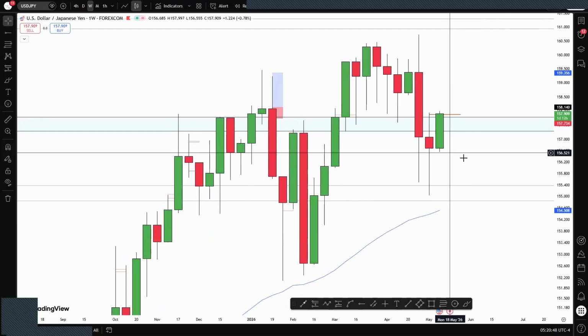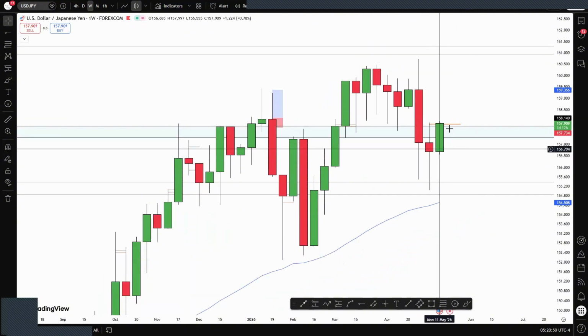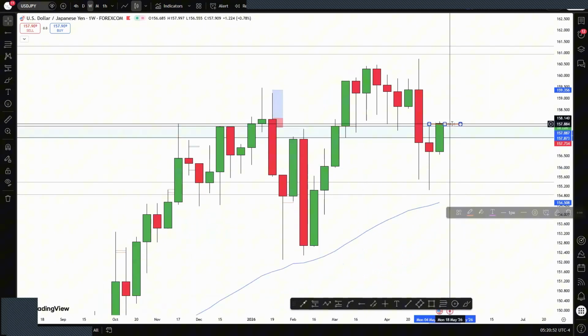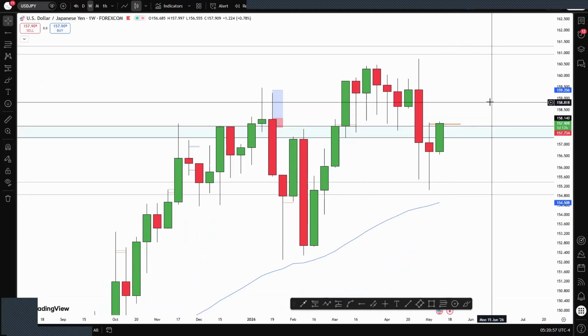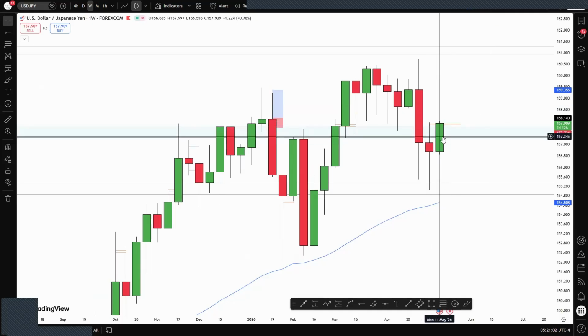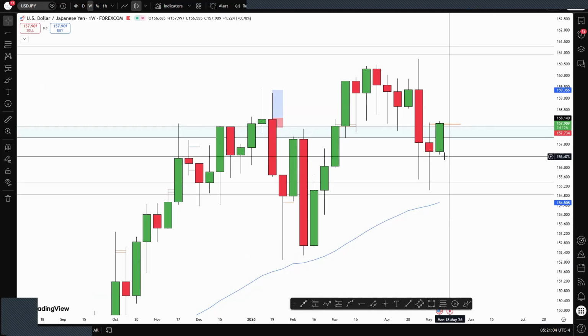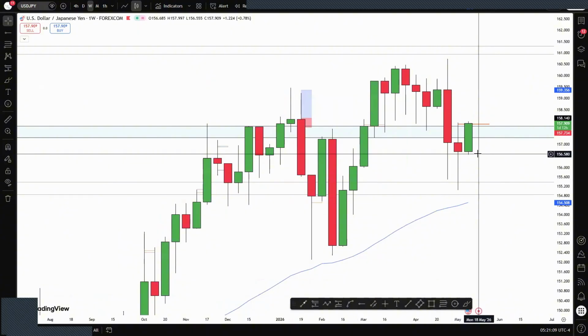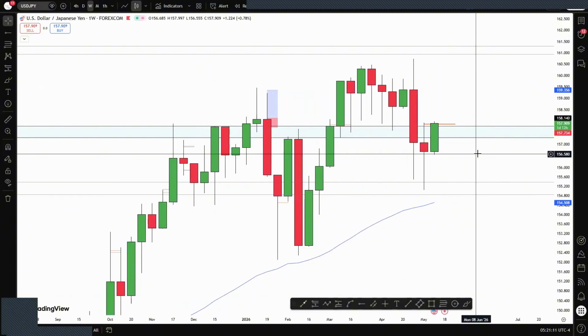So as you can see right now, price is respecting this level. We are kind of trying to break above, and let's just say if this was a Sunday, the market has closed, and we're waiting for the market open on Monday. At this state, we are very much ready to buy in the next week.